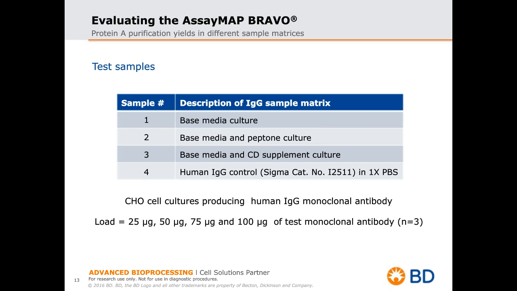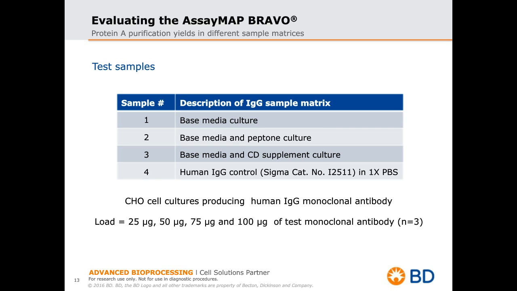A CHO monoclonal antibody producing cell line was cultured in a batch mode with base medium, which is sample 1, as shown on the table, base medium supplemented with peptone as sample 2, and base medium supplemented with chemically defined or CD supplement as sample 3. Additionally, a purified human IgG sample in PBS was included as a control. Cells were harvested and supernatant collected for the subsequent IgG purification experiments using the Bravo.